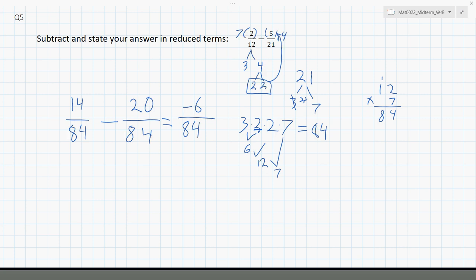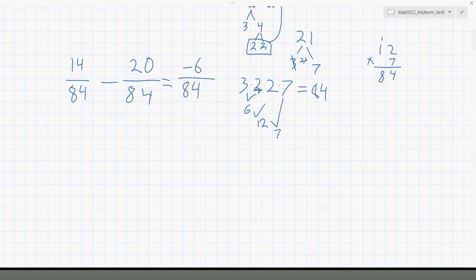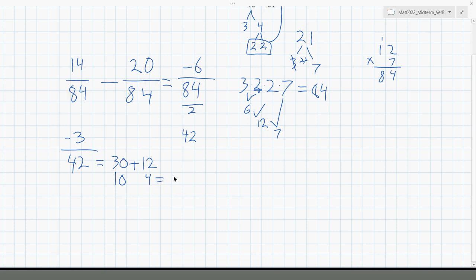And now we need to reduce it and simplify it. We know that we can simplify it because both of those are divisible by 2. So we're going to divide both of those by 2, and that's going to give us a negative 3 over 42. Just because we know our multiplication tables really well, we're going to remember that 42 equals 30 plus 12, which means that it's actually divisible by 3. So we're going to divide it again one more time, which would be a 1 and a 14. So that means that the bottom side will be 14, and the top side will be negative 1.